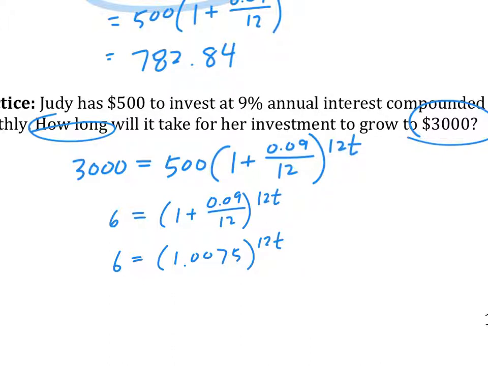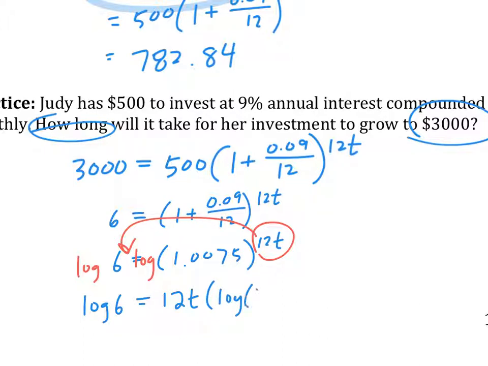Yes, so same thing as the warm-up. So you have to bring that exponent down. In order to do that, you can use log, you can use natural log, but you have to use some log. So let's just say you use log. You don't have to use log, you can use natural log. Bring that down. So log 6 is equal to 12t log 1.0075. All right, you should be able to finish from here. Go ahead and figure out how long it's going to take. T is approximately 20 years.